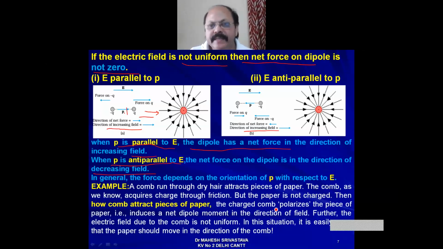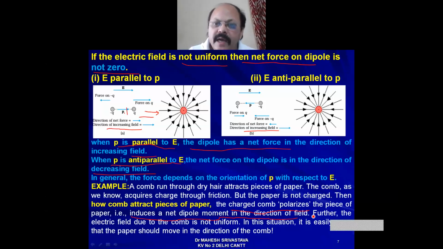Then it induces an electric dipole on the pieces of the paper. That phenomenon is known as polarization of dielectric. So that's why we say that the charged comb polarizes the pieces of the paper, that is, induces a net dipole moment. And that induced dipole moment is in the direction of the electric field produced by the charged comb.